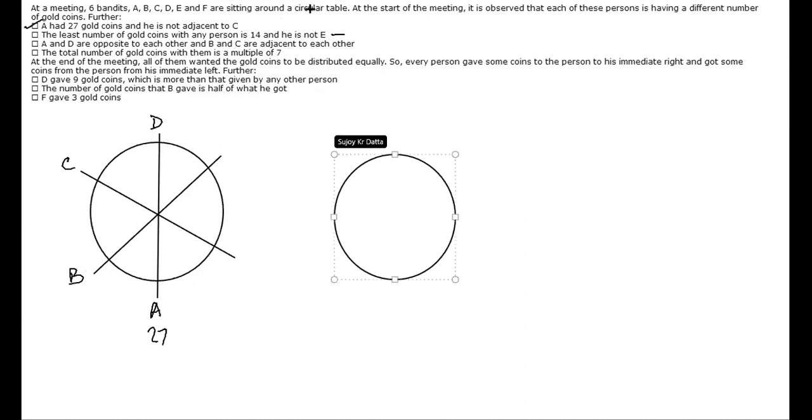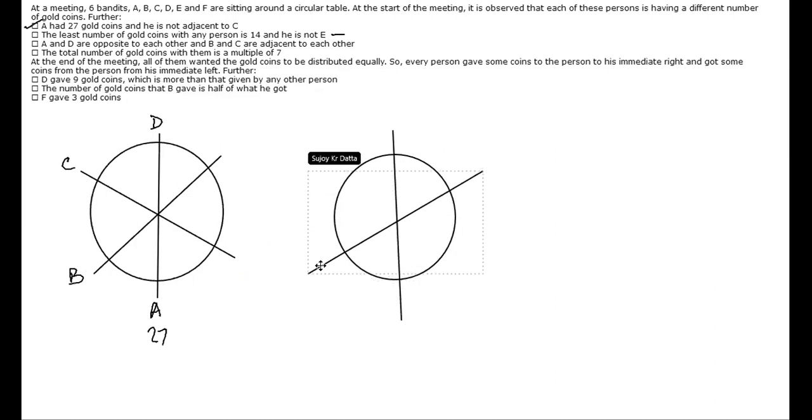B and C are adjacent. Now we know that C is not here or here, but B and C have to be adjacent. So the only way that can happen is you have to draw two diagrams straight away, with B and C coming like this or on the other side. Everything else remaining the same, I'll just switch B and C. Okay, B and C are adjacent.